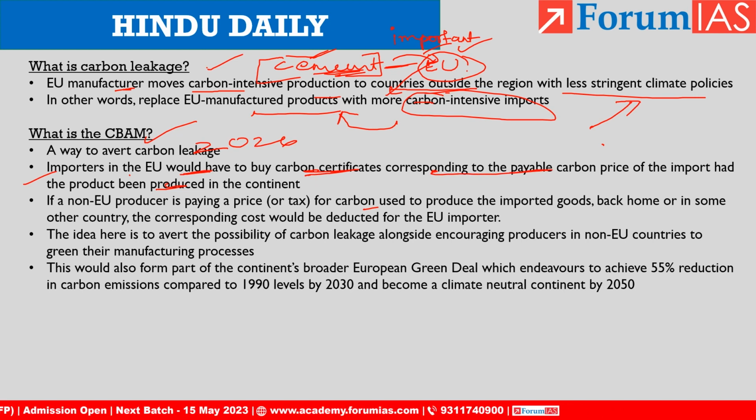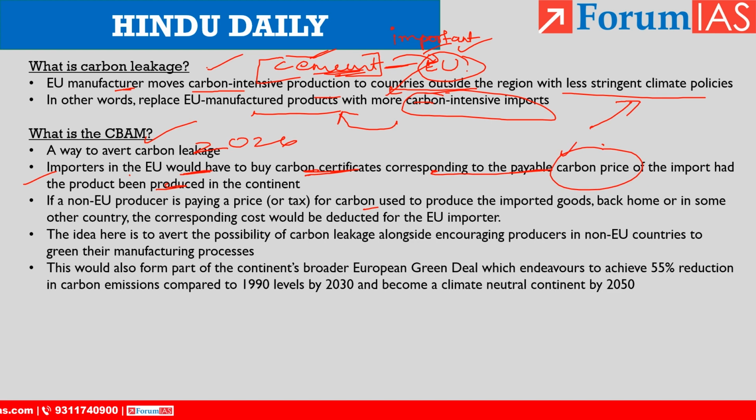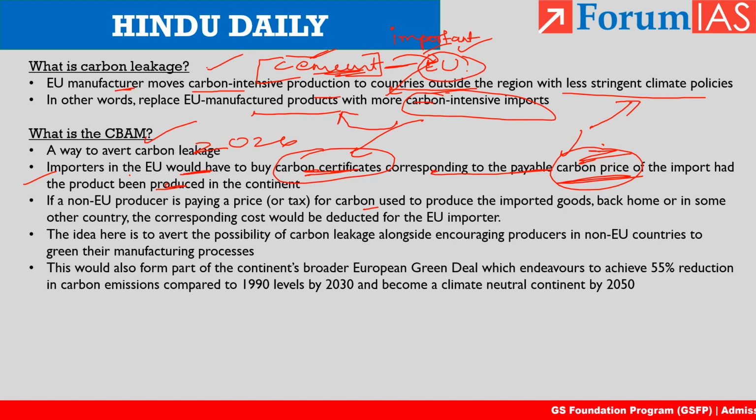In case the manufacturer is producing cement in EU, then they have to adhere to environmental norms, and for that they will pay a price, right? So that is carbon price. But they are avoiding this carbon price by importing from India, right? So in order to equalize this particular carbon price, they have to buy carbon certificates, okay? So that whether they are producing in EU or whether they are importing from other countries, they will have the same price and the effective goal of reducing pollution is being achieved.